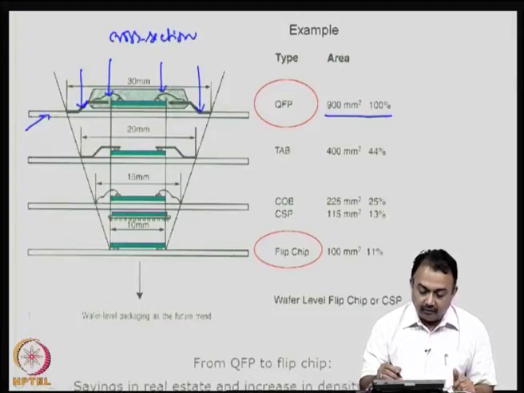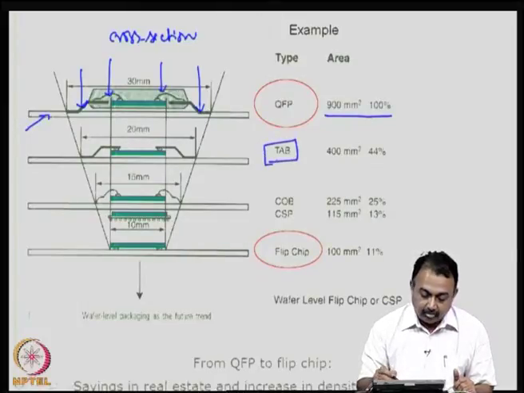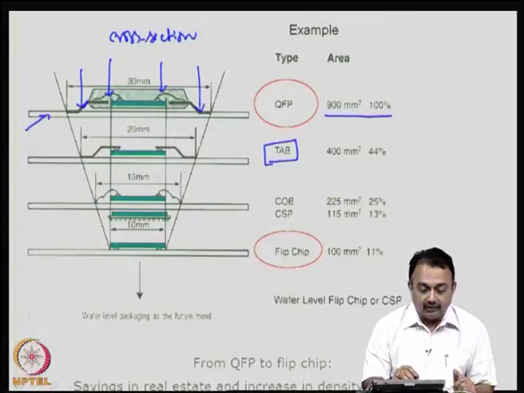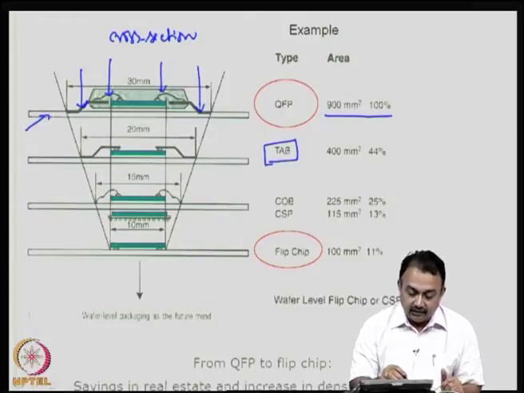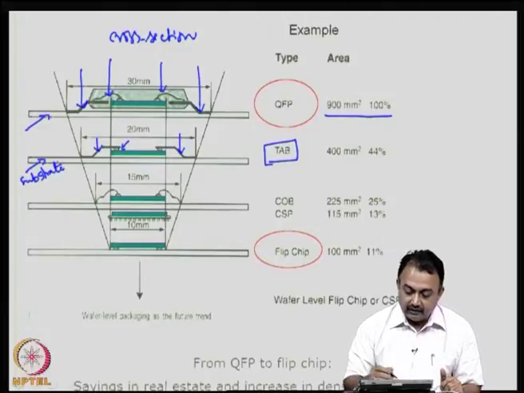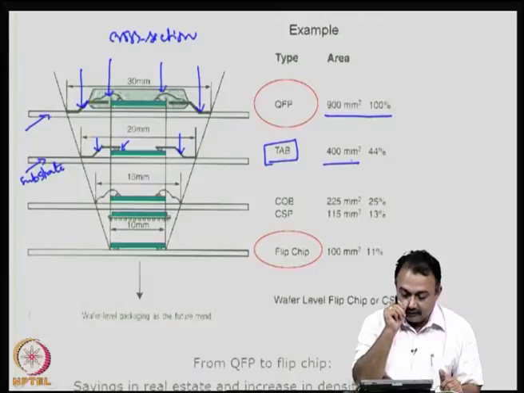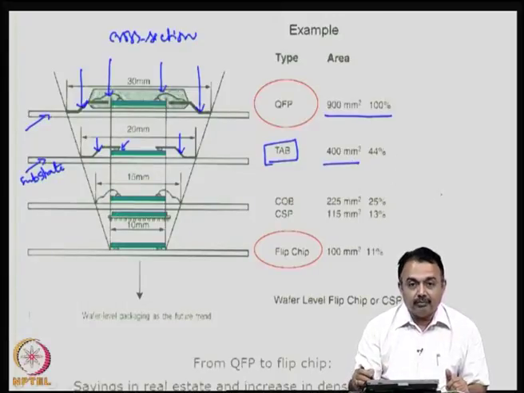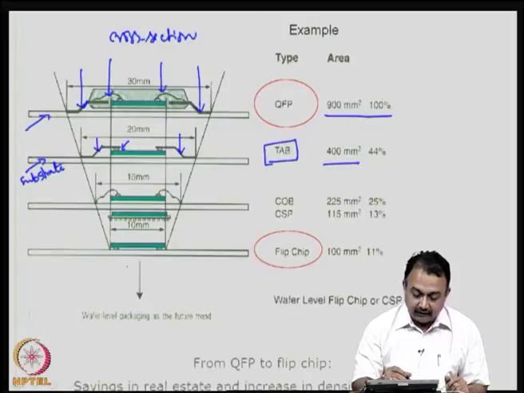Now, if you move from quad flat pack to a package type known as tape automated bonding, you can see that the package volume has reduced, the height has reduced. Here again you can see the first level interconnect, and this is the bond pad at the die level, and this is the substrate. So, you can see that the area is reduced to 400 mm squared, so 44% from 100%, if that is the standard.